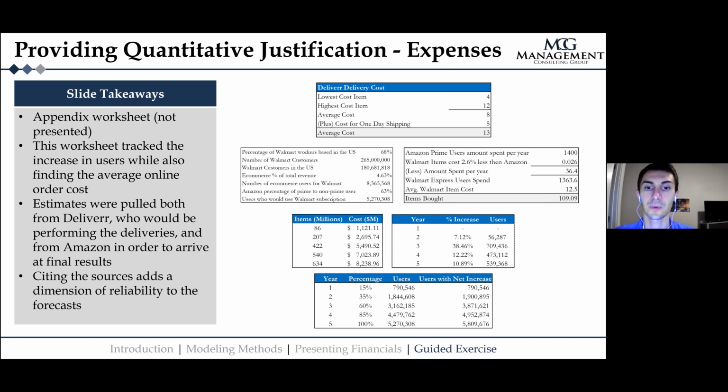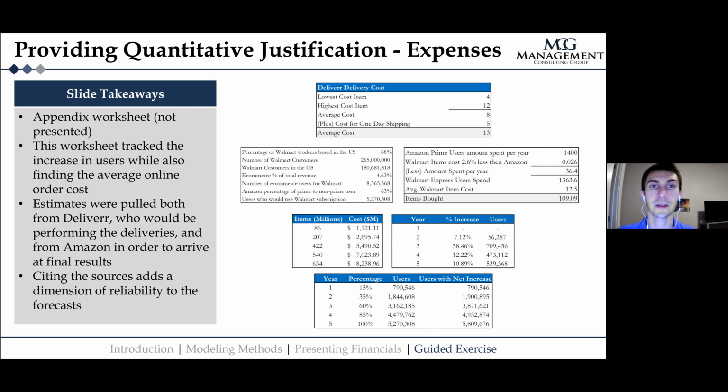So as you can see, year one was 1 million, 1 billion, and so on. And then we also did a percent increase in users. We estimated that it wouldn't just be the same amount of users per year, it would increase over time. We estimated that 5 million users would be achieved in 5 years. So we also factored in the percent increase.